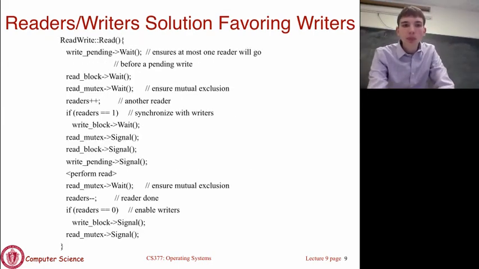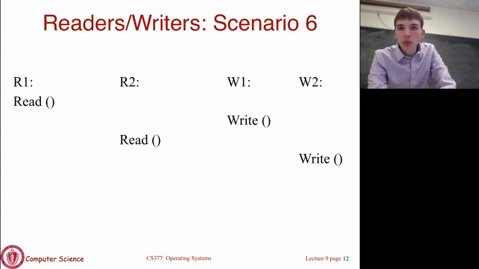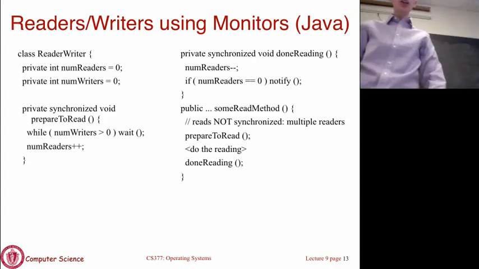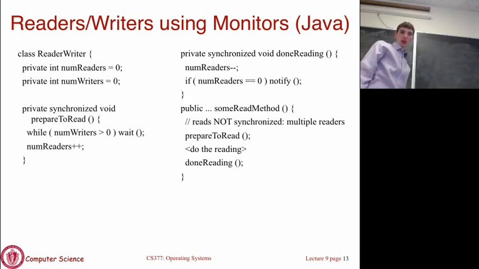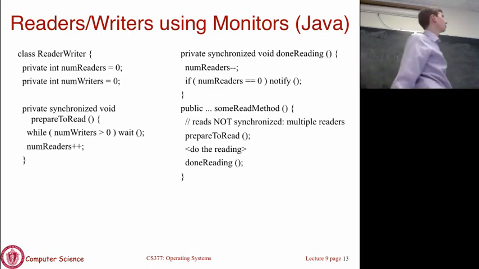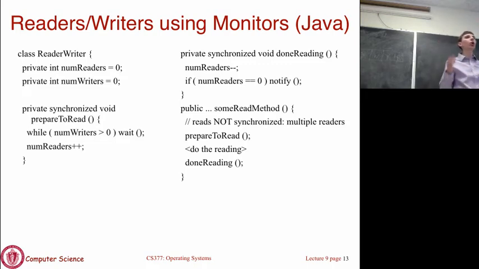Okay. So let's look at how to do this in Java. First, let's look at doing this using monitors, which is kind of simpler. Again, remember we are using the synchronized method. Synchronized methods are where we have the implicit lock that's locking at the start of the method and unlocking at the end of the method.